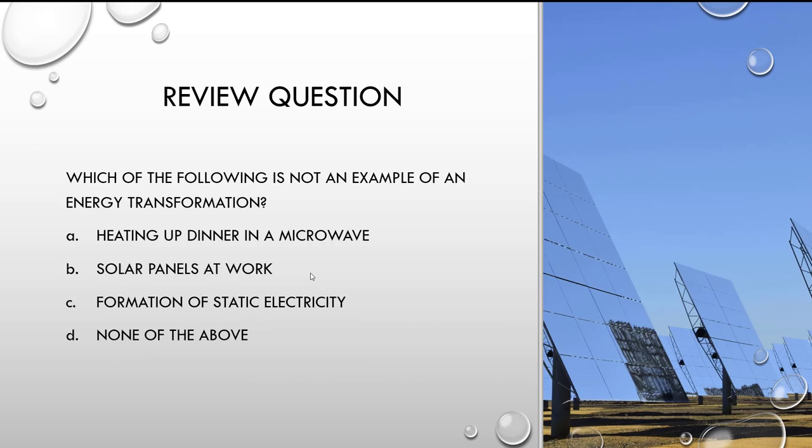All right, so let's go ahead and do a review question. Which of the following is not an example of an energy transformation? Is it heating up dinner in a microwave? Is it solar panels at work? Is it formation of static electricity? Or is it none of the above? Which of the following is not an example of an energy transformation?